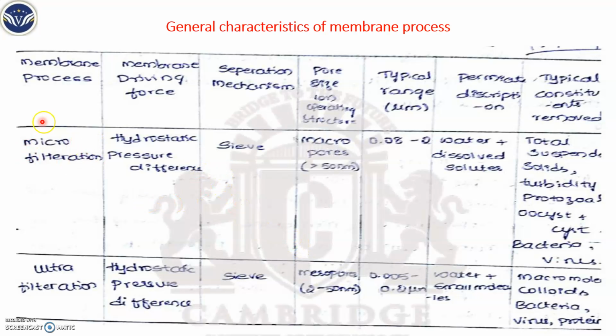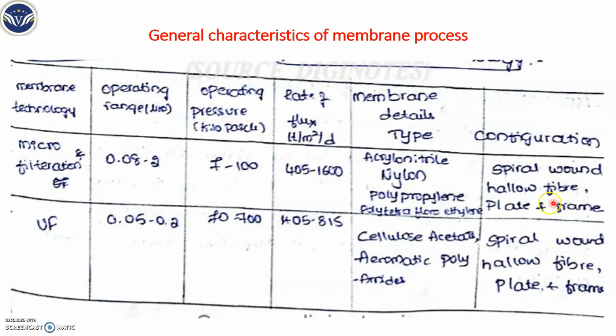And this is a difference between microfiltration and nanofiltration based on certain characteristics. The characteristics are nothing but what type of force is given, separation, pore sizes, typical ranges, what they can remove, operation range, operation pressure, rate of flux and all. So this is a difference.